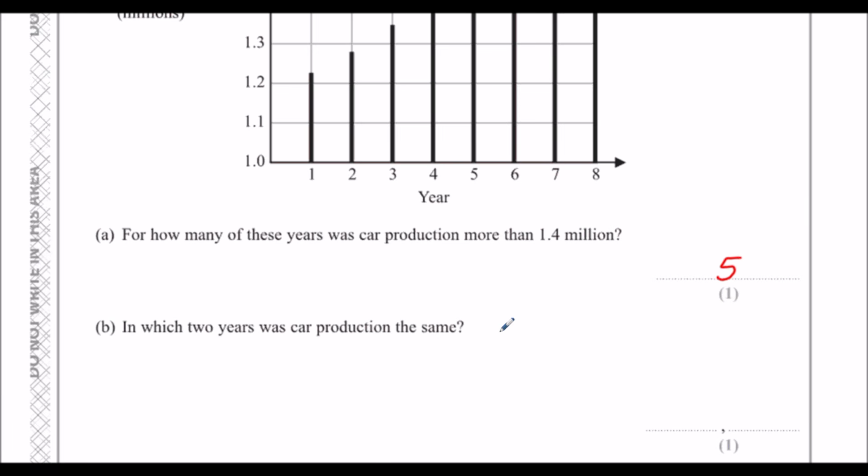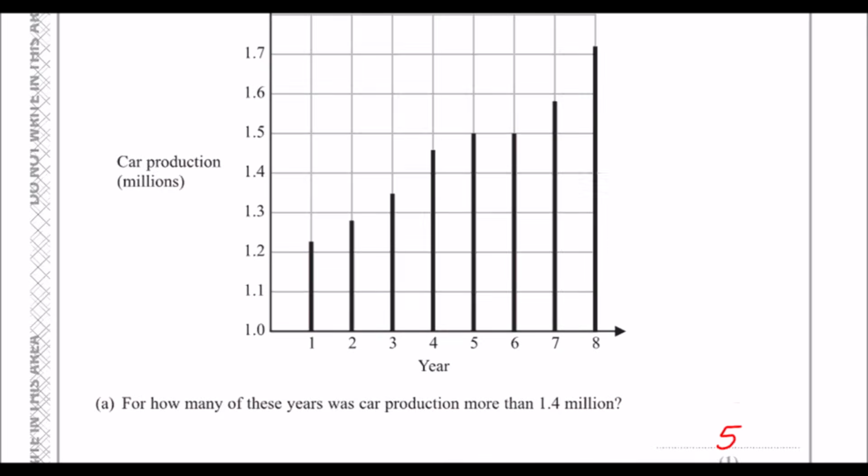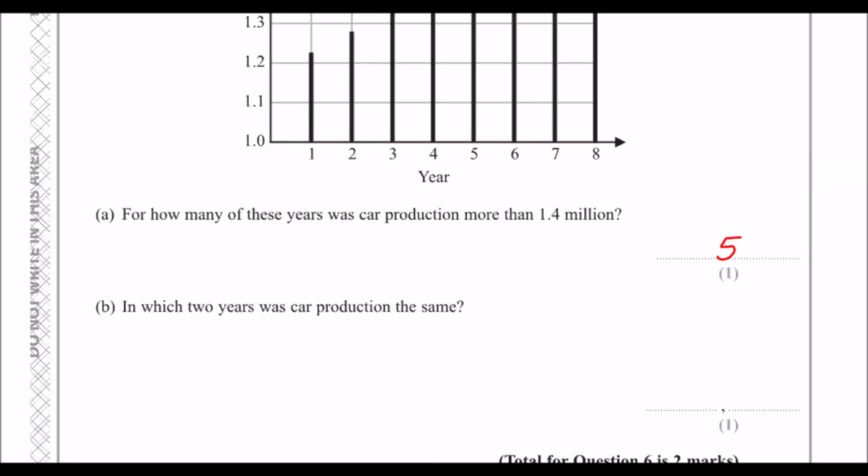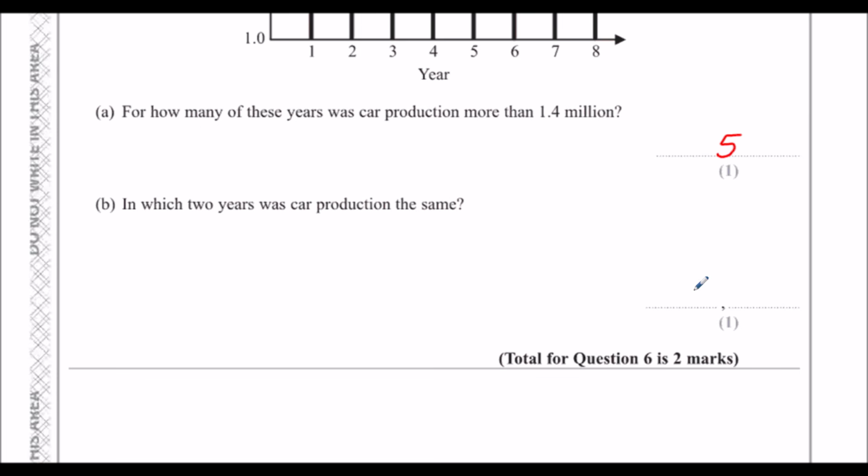In which 2 years was car production the same? So which 2 bars are the same height? That's 5 and 6. Bar 5 and bar 6 are the same height. So year 5 and year 6 have the same car production.